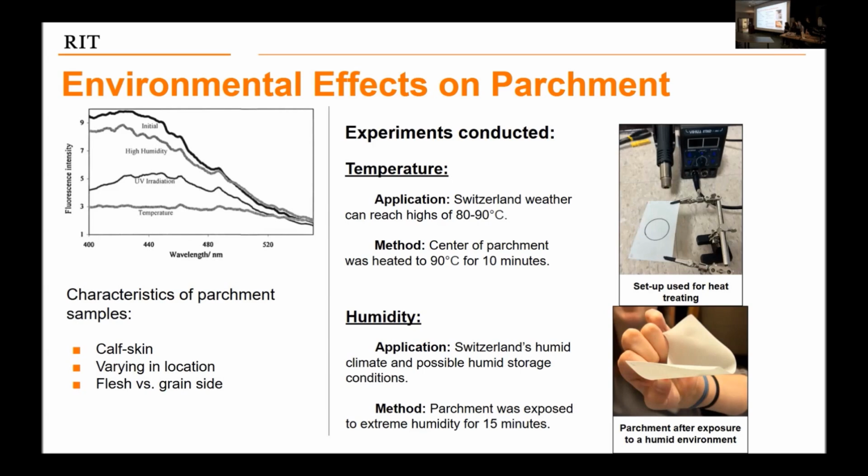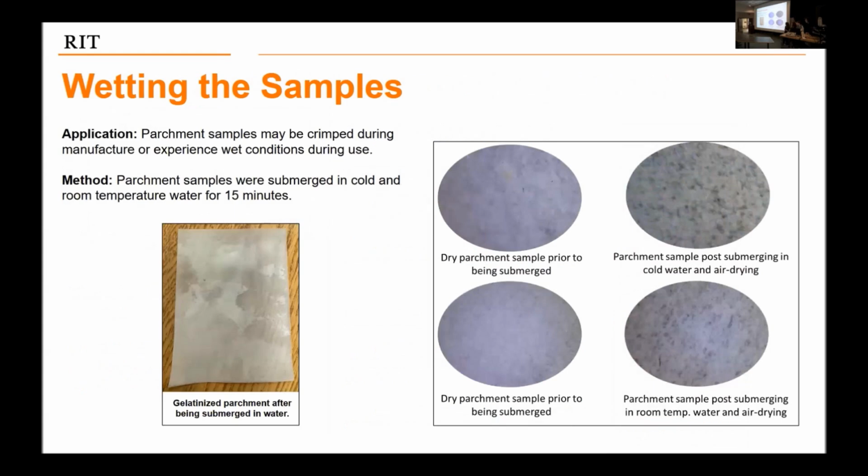We also tested humidity. We put it in a box with a humidifier at varying humidities, of which the parchment curled pretty dramatically, as you could see. We also wet the sample. We submerged it in room temperature water and ice water. So like if it rained, we wanted to see what happened to the drums, if that would have a big effect. It didn't actually have that much of an effect. It obviously wet the sample, but there was no big microscopic difference underneath the microscope. There's a slight visual difference, but not any that would affect it much.